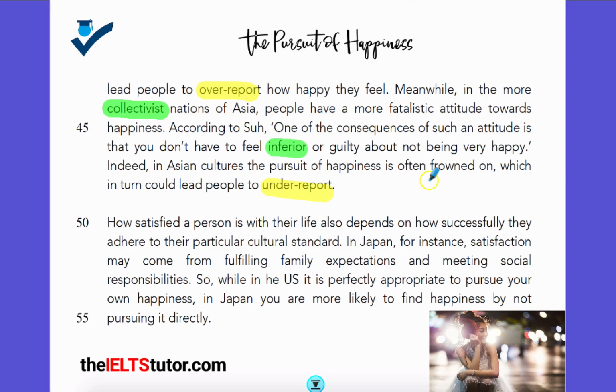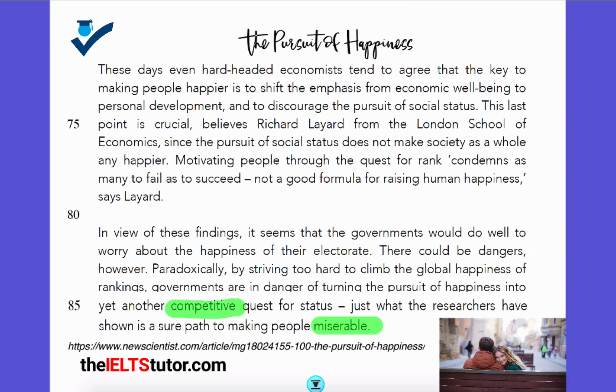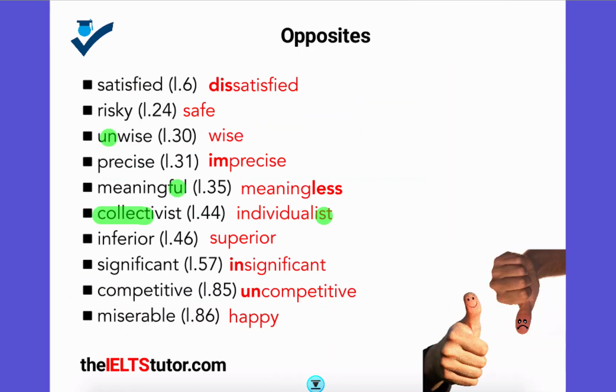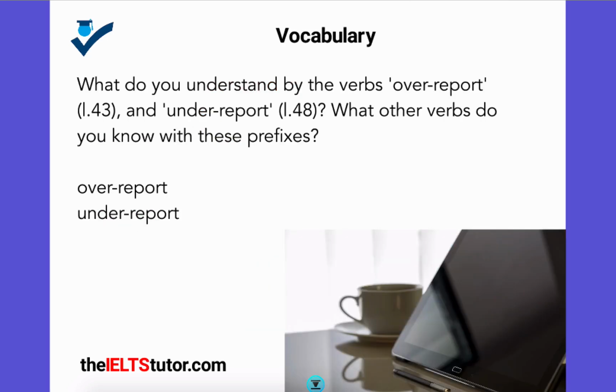So you can basically deduce what the meanings of these words are from over and under. This is one way of dealing with unfamiliar vocabulary. If you see something similar to this, I think you could easily understand what the verbs mean. What other verbs do you know that have these prefixes? Apart from over-report or under-report, what other verbs can you think of?